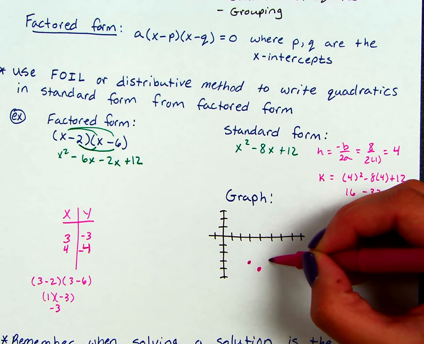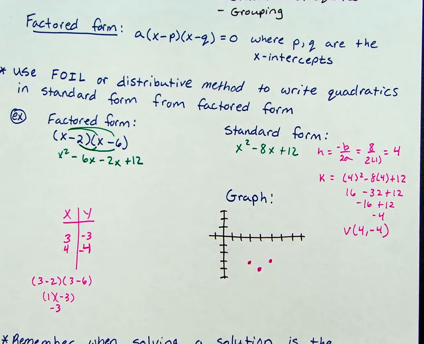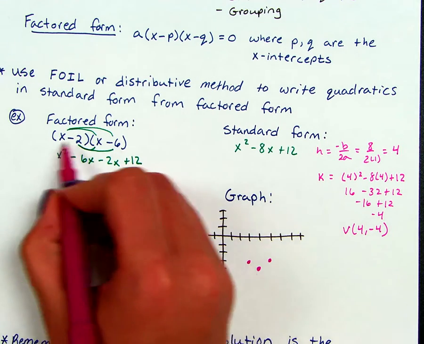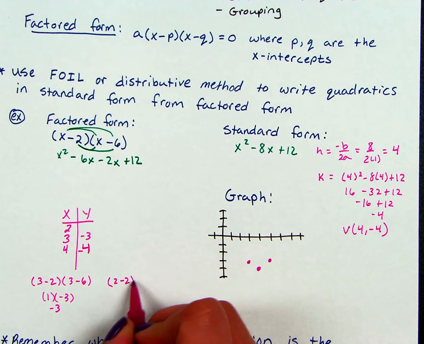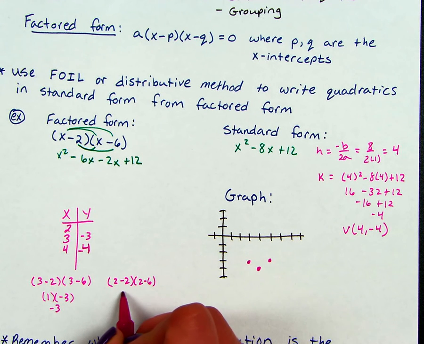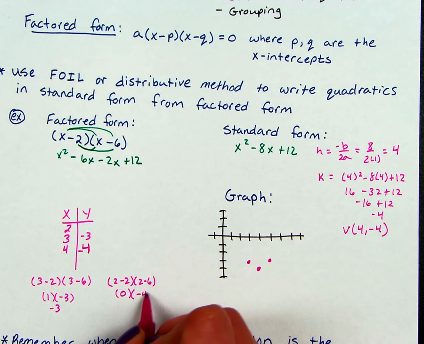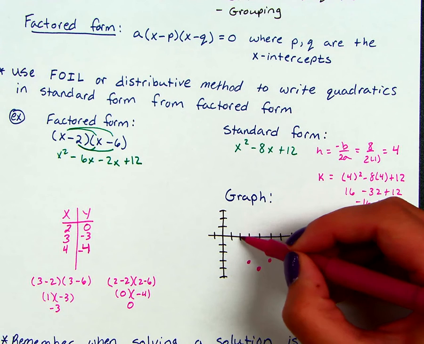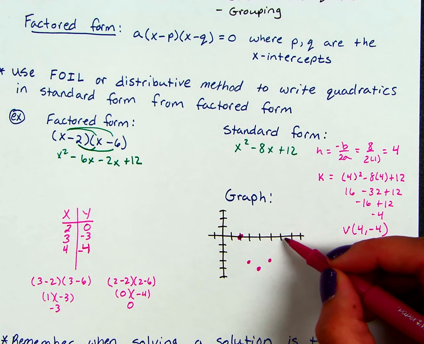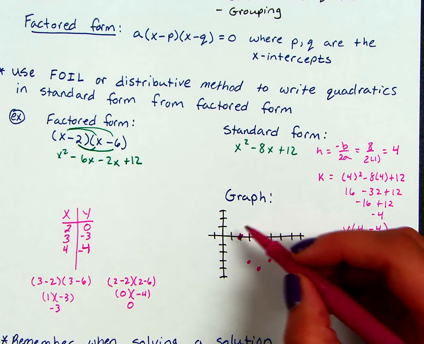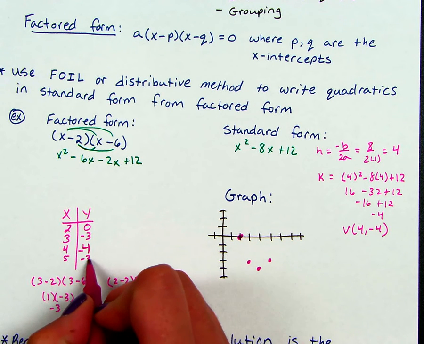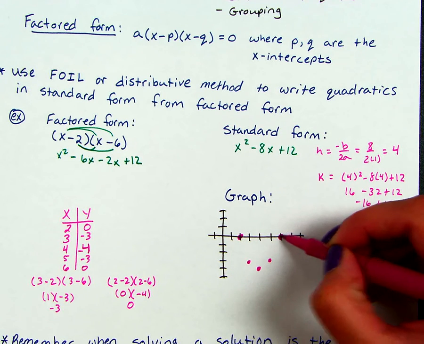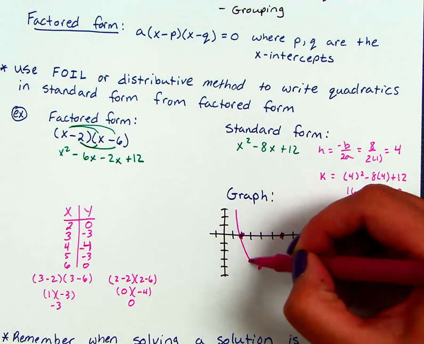Again, our graph on this side is going to be symmetrical. Now I'm going to choose 2 next. I'm going to substitute it into this form. So we'd have 2 minus 2 times 2 minus 6. That's going to be 0 times negative 4, which is 0. And then on the other side, it's going to have to be at 6, 0. So this was 5, negative 3, and then we'll have 6, 0. So here is our U shape.